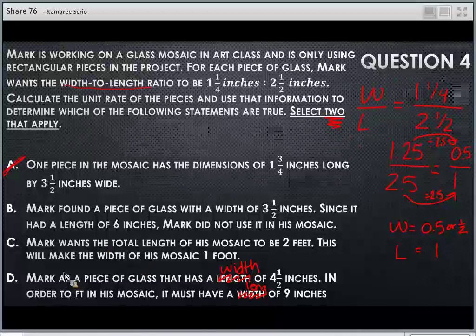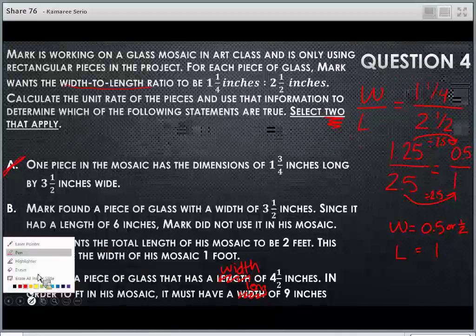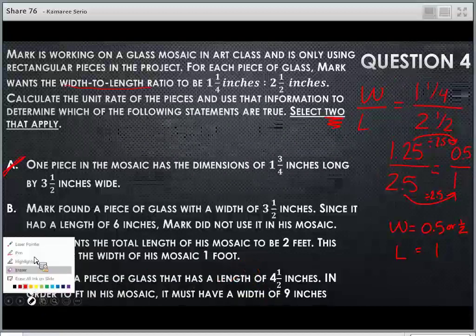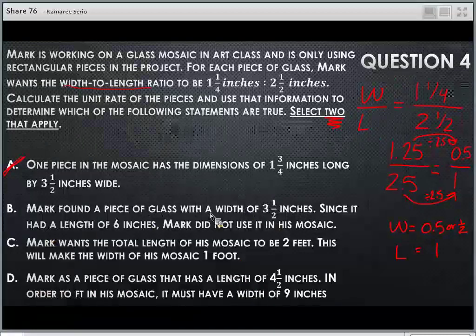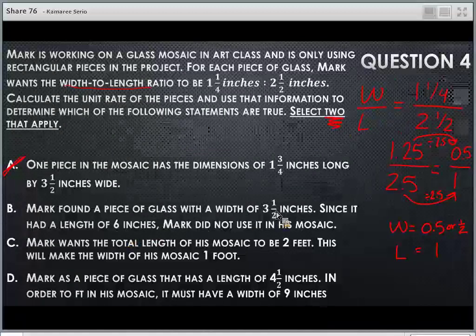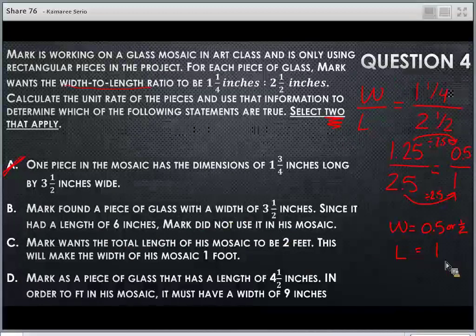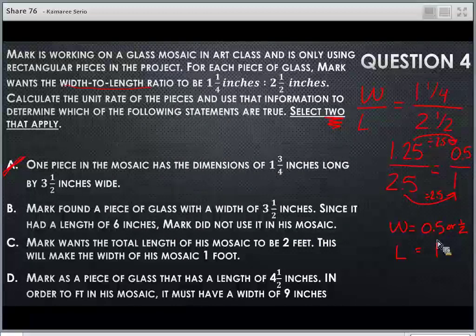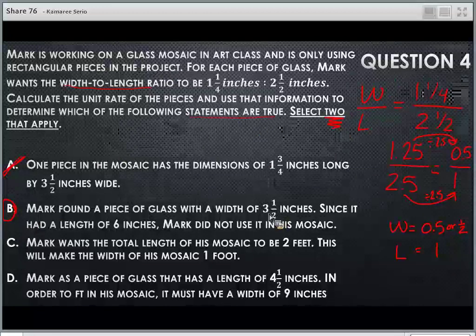Oh, I see what I did. Okay. Let's see. I will erase my typo. I forgot to read the question all the way. Sorry, guys. Okay. So this width is smaller than the length, right? But half of 6 is 3. So since these two do not match the ratio, it says that Mark did not use it in his mosaic. So he didn't use it because it didn't match the right ratio, right? So that is true. The question is asking which of the following statements are true. So that's true. Mark did not use it.